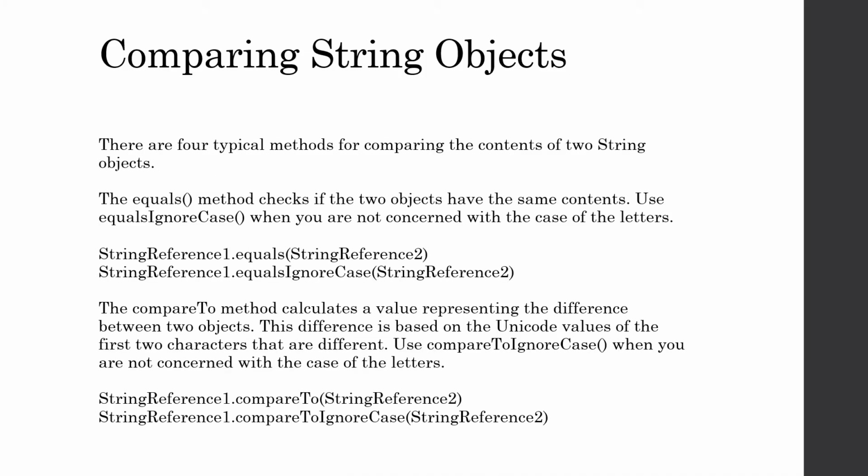So in addition to the equals method, there are 3 other methods that we can work with. Altogether we have 4 typical methods for comparing the contents of 2 strings. The equals method is going to check if the 2 objects have the same contents. So it's going to give us either a true or false value. Because of that, that's the reason we can use it in our if statements. It evaluates to either true or false. We can use equalsIgnoreCase when we're not concerned with the case of the letters. So this will achieve the same behavior, but we don't have to capitalize everything.